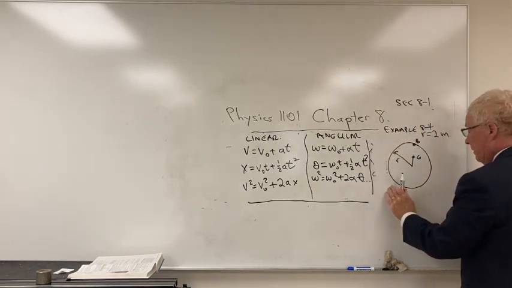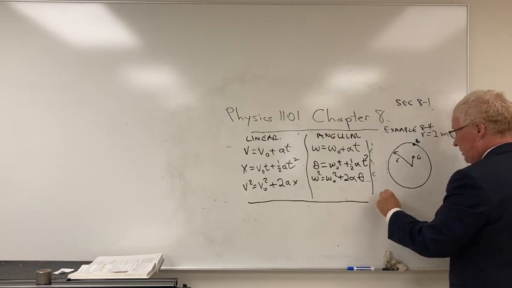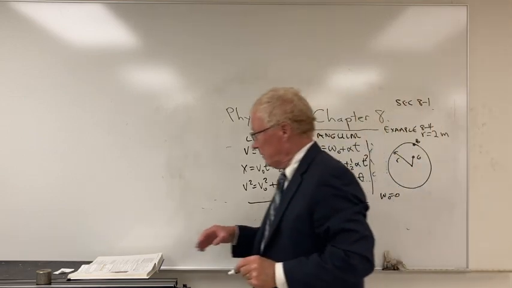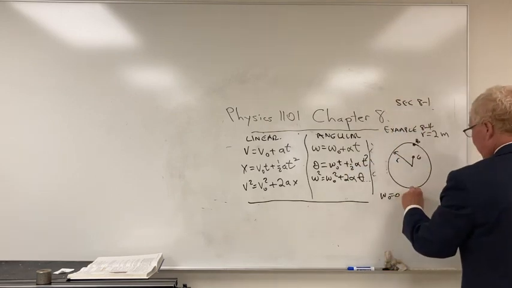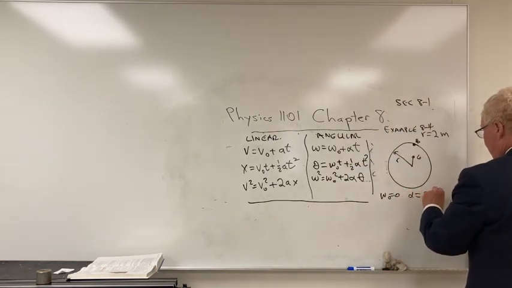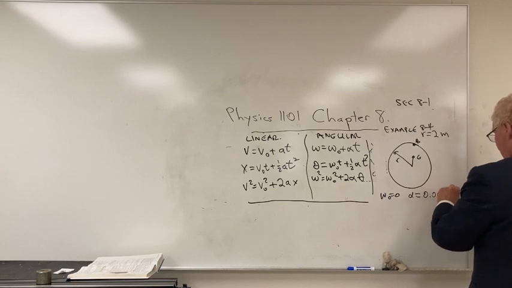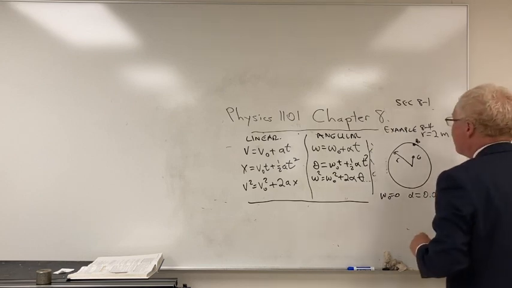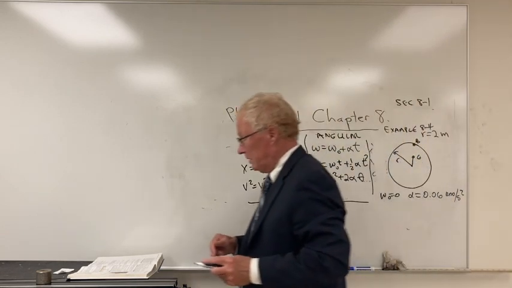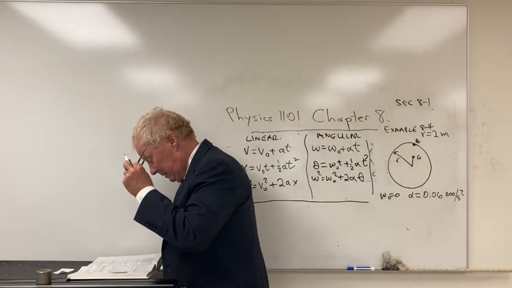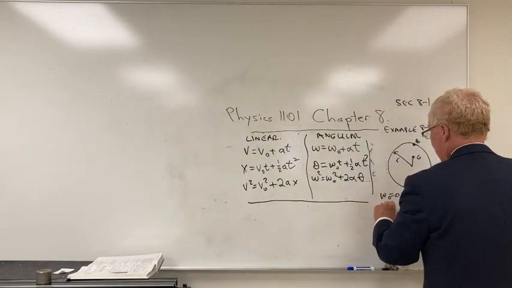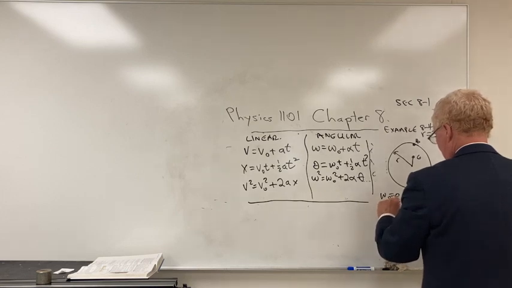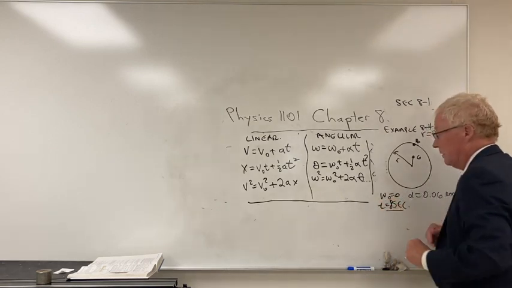What we are doing here is we'll start from rest, so omega naught is 0. And it has an angular acceleration of 0.06 radians per second squared, and it does this for a time of 8 seconds.